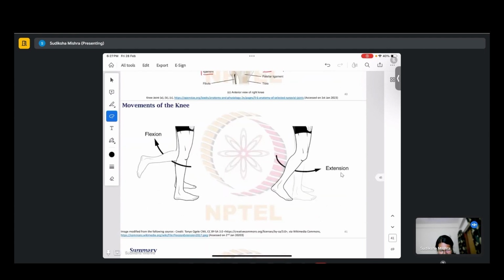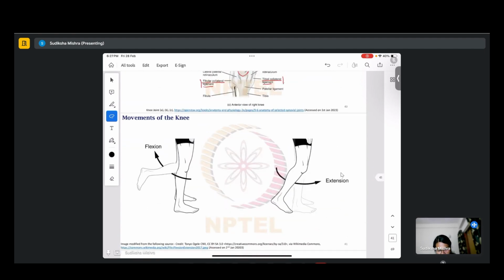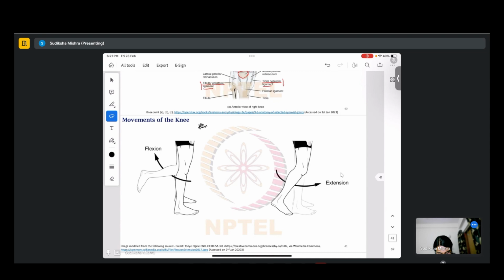Okay, now coming to the move. So the knee joint is a hinge joint majorly. So it has, sorry, it has 1 degree of freedom. It can move 2 ways. Either it can undergo flexion, or it can undergo extension. Flexion where you are decreasing the angle, and extension where you are increasing the angle.